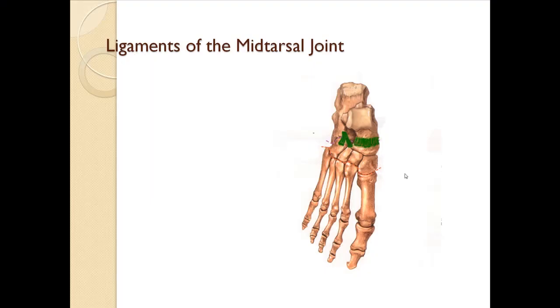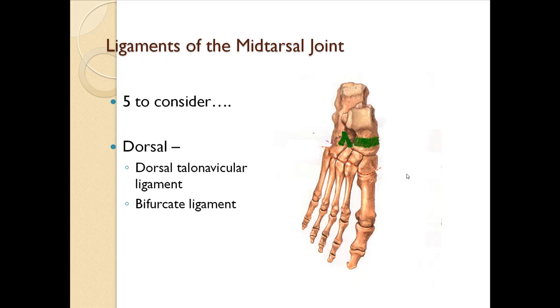The ligaments of the mid-tarsal joint are fairly complex. We have two dorsal ligaments. This one here, which goes from the dorsum of the head and neck of the talus over to the dorsum of the navicular, is called the dorsal talonavicular ligament, and over here we've got a small structure called the bifurcate ligament. It's called the bifurcate ligament because it splits into two, it bifurcates, and it's got two components to it, two arms to it.